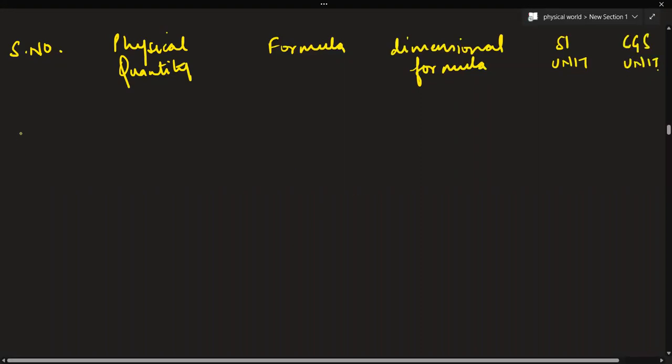All right. So let's deal with the first one. First one is your distance. Now you have understood how to write the dimensional formula. Only this part was unknown to you, no? The rest of the things you are aware of. So we'll be dealing with this.